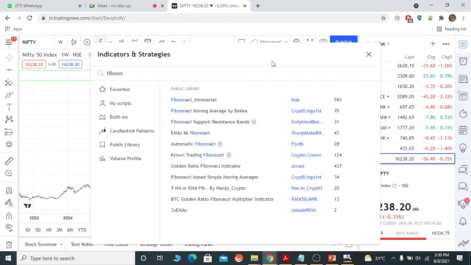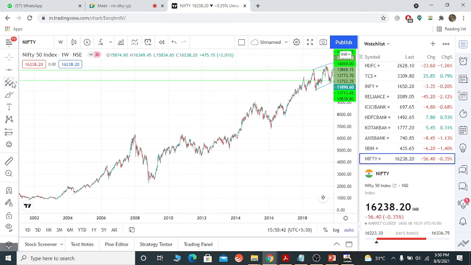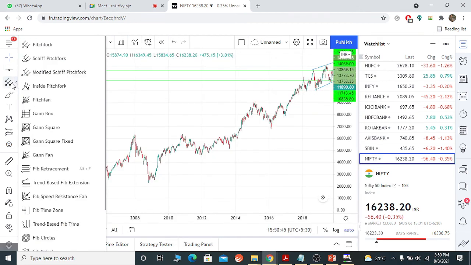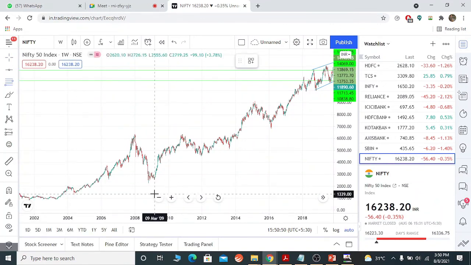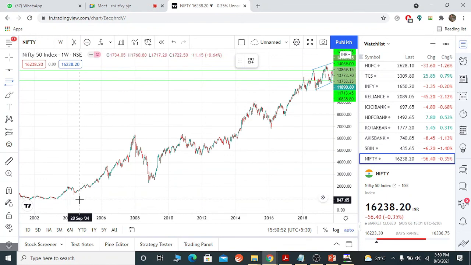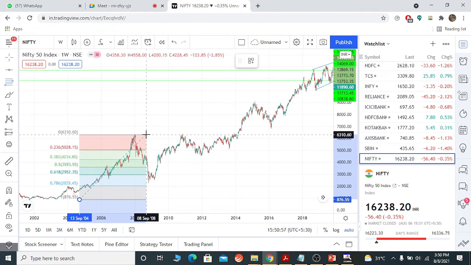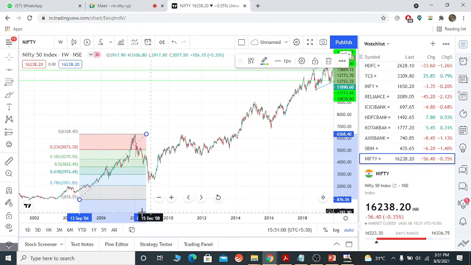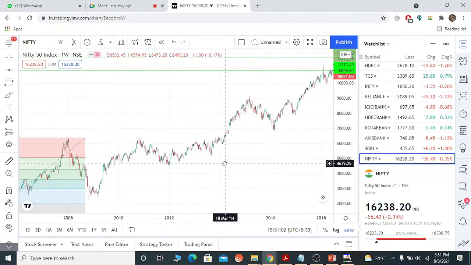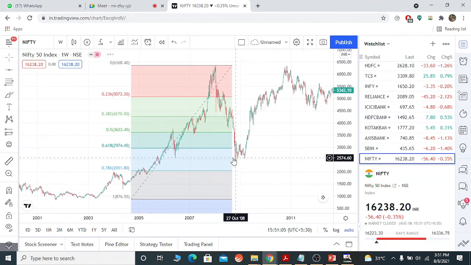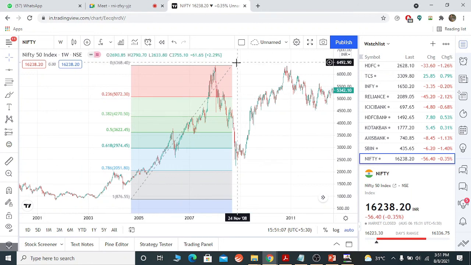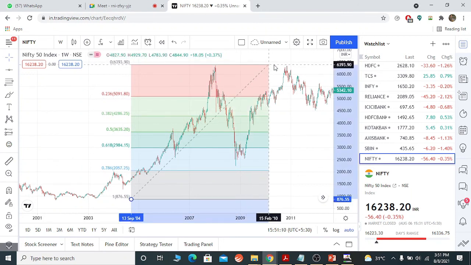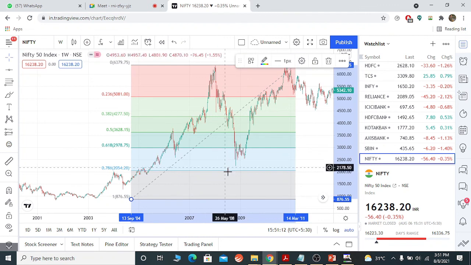You can also do it from here. So you go to this symbol and select Fibonacci retracement, and you start from the point from which the trend has started, which is over here, and you go till the top of that trend, which is over here. Now I'll zoom in the chart a little bit and extend this further. Yeah, so you can see these Fibonacci levels.